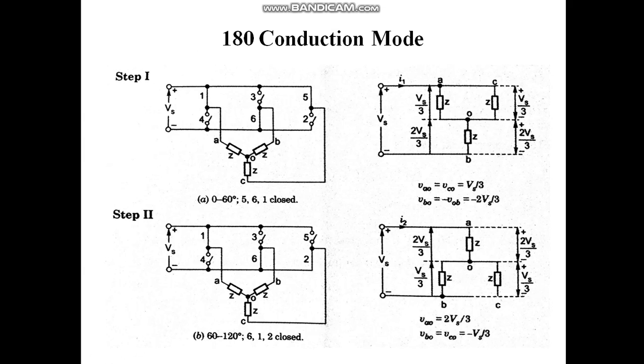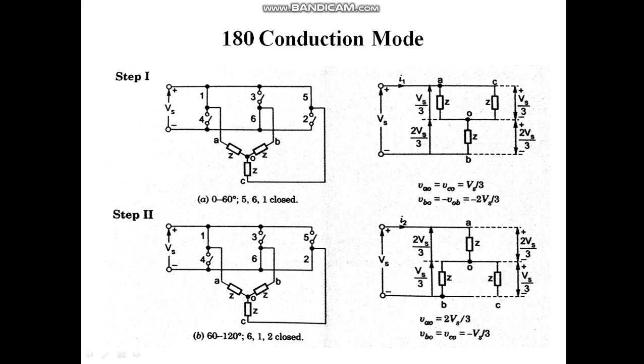Okay, now try to understand, it is very important. R phase is connected to plus Vs, Y phase is connected to the minus Vs, and B phase is connected to the plus. If I redraw this waveform, this is for the first interval, 0 to 60 degrees, when 5, 6, 1 are closed, meaning conducting.